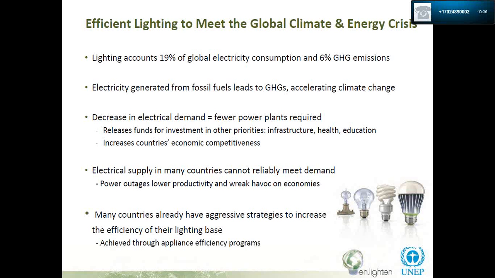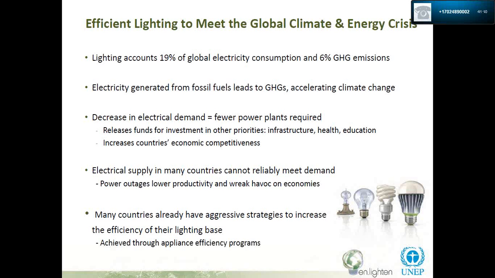Now, we also find that in the current international situation, electrical supply in many countries cannot be reliably met. We see the situation in South Asia, in India. Two to three months ago, we saw a power outage in India with approximately 300 million citizens not having access to electricity. These power outages diminish countries' productivity and wreak havoc on economies, delaying their economic development. But there is a solution.